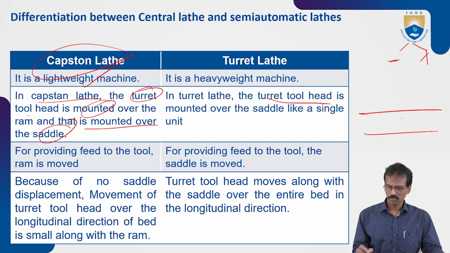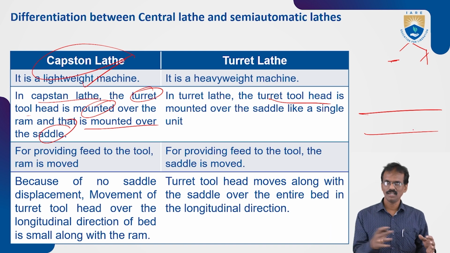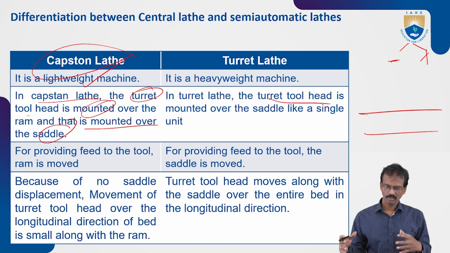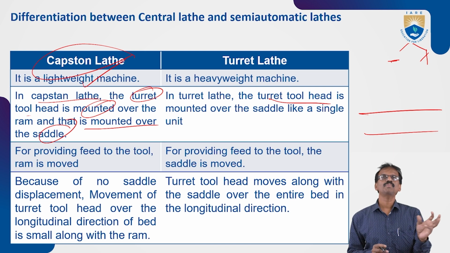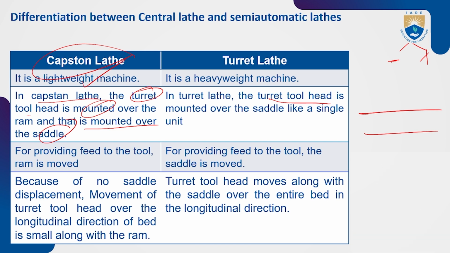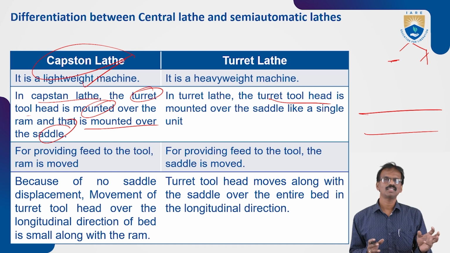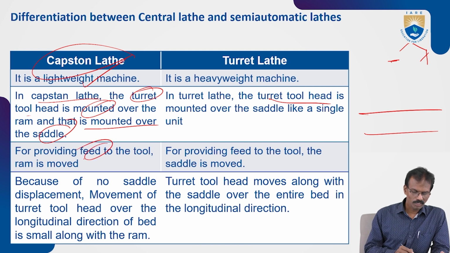On the guideways, the saddle is positioned, and this type of turret head is just mounted on the saddle. So the saddle moves on the guideways for the required distance. In the capstan lathe, the movement of the turret head is limited because the ram movement is limited, so it moves up to a certain distance. But in the turret lathe, the turret head is mounted on the saddle, and the saddle can move from one side of the guideways to the other, from the tailstock side to the headstock. So the turret head movement in the capstan lathe is limited, but in the turret lathe it is maximum.